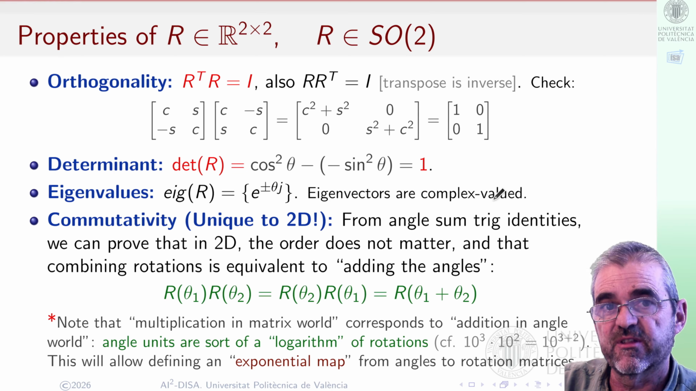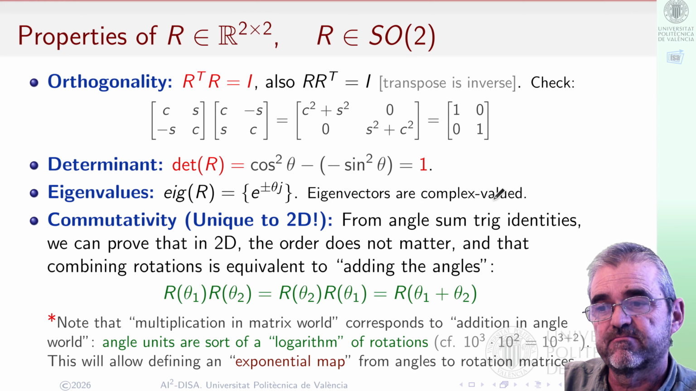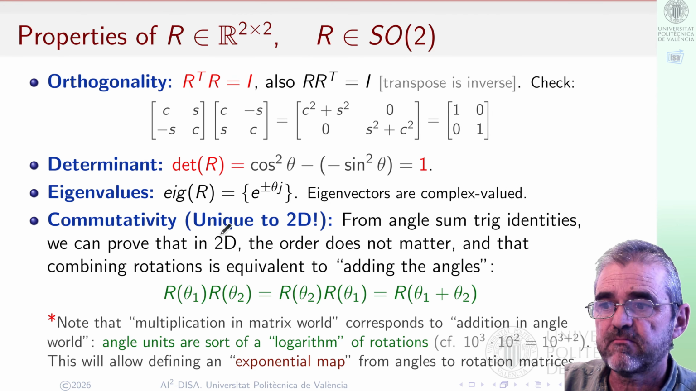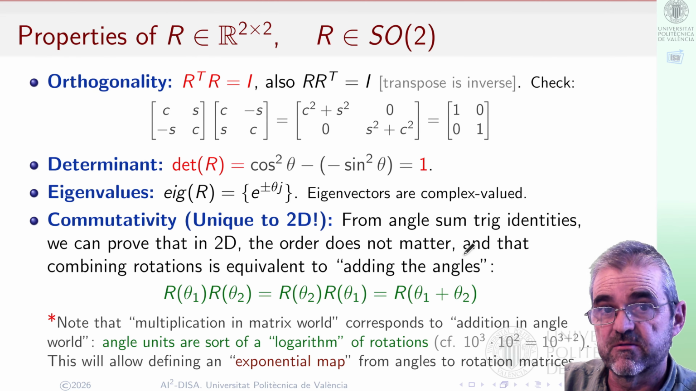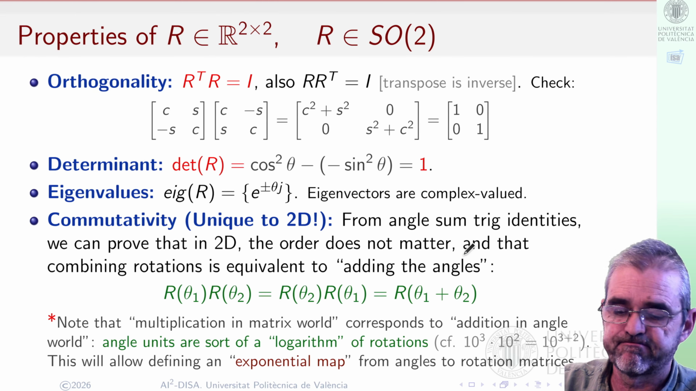And then we discussed the fact that eigenvalues were complex numbers and eigenvectors were complex numbers. So maybe there is something to learn by upgrading our study to complex numbers. We are not doing that here. And we had this commutativity stuff that only applied to two-dimensional rotations.